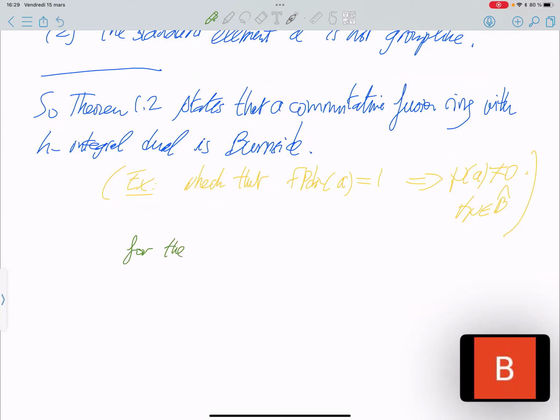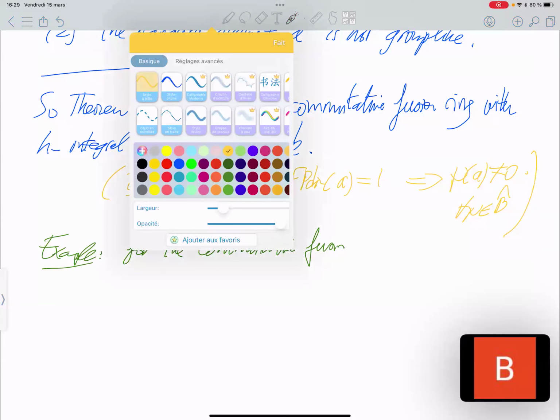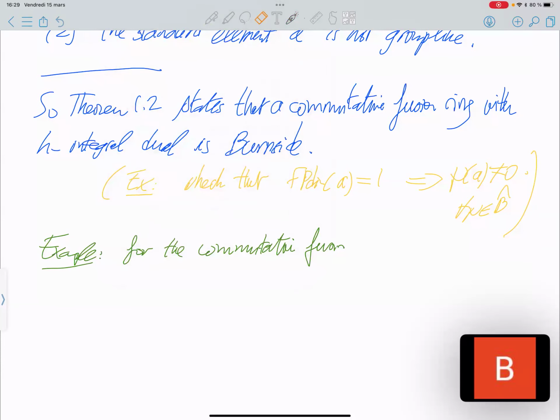For the commutative fusion ring example. So this is exercise. Example. And this is exercise. Exercise.